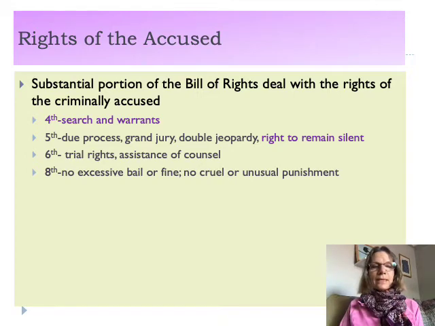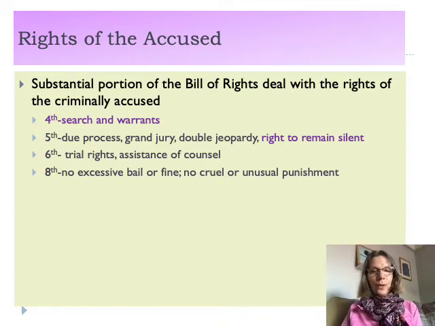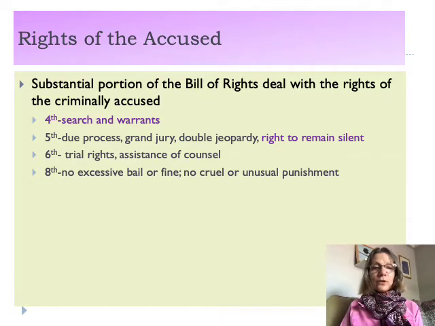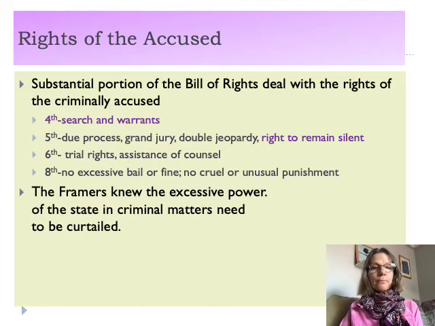The Eighth Amendment says that there shall be no excessive bail or fines and also no cruel and unusual punishment. For those in my criminal justice class, we just got done talking about bails, and so the Eighth Amendment plays a role there. But in this class, we're going to be taking a look at cruel and unusual punishment.